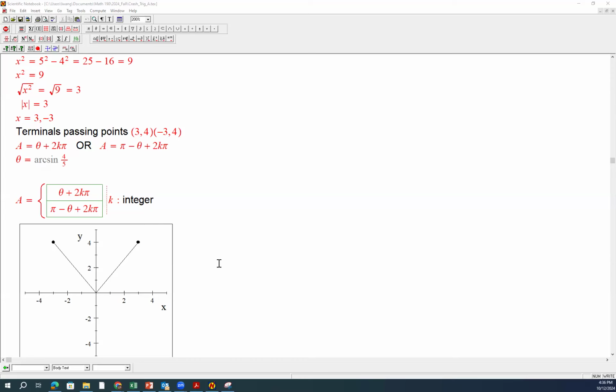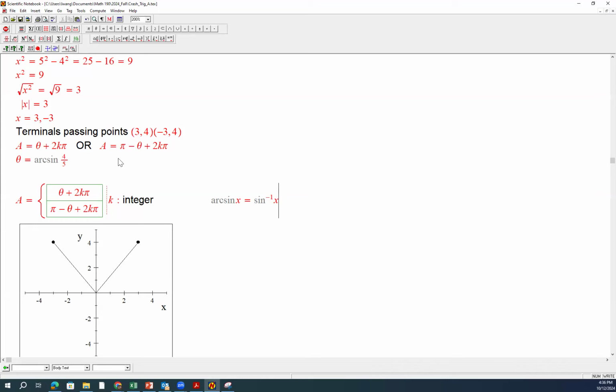What is arcsine? Okay, arcsine is this function. Arcsine function is also written as arcsine written this way.